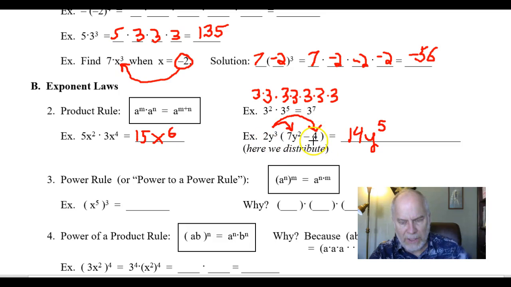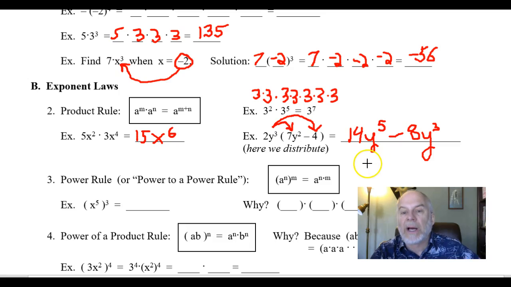And then you have to go 2y to the third times negative 4. So 2 times negative 4 is negative 8. So just put minus 8. And then you have y to the third. Now, you don't have any y's to make this exponent any larger, but that's the expression. Now, of course, you cannot combine these terms because you're subtracting, and you cannot subtract terms unless they're like terms. So hopefully you remember that.